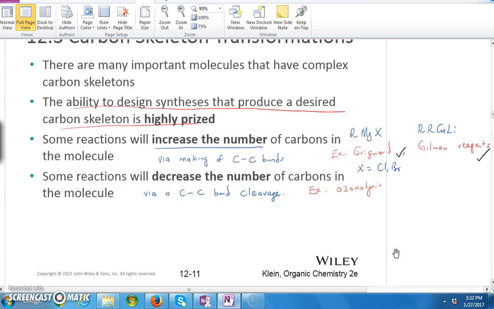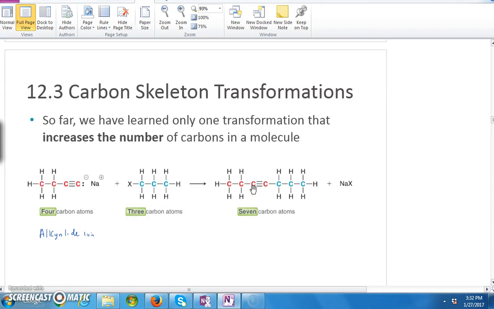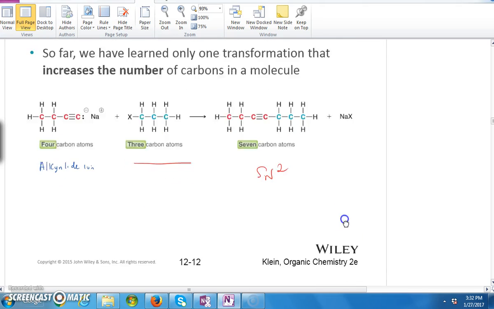While some other reactions will decrease the number of carbons on the molecule. An example is an ozonolysis. Okay. Now, so just note those reactions. So far, we have learned only one transformation that increases the number of carbons, and that's the alkynide, whereby you can increase the number of carbons of an alkyne by converting it into its conjugate base. In this case, you're adding 3 carbons with an alkyl halide, and so it goes via an SN2 reaction, and you get a 7 carbon alkyne.